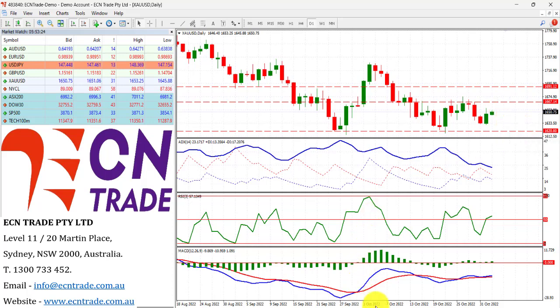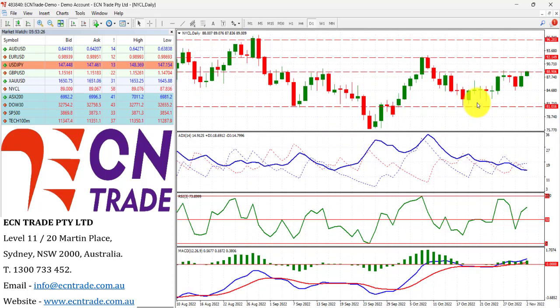to 1,621. Wrapping up with oil, well, the market's just popped its head above $89 a barrel, but we need confirmation to support the break. And that is a close above 89, which would give further guidance up towards $92 a barrel and reassess.